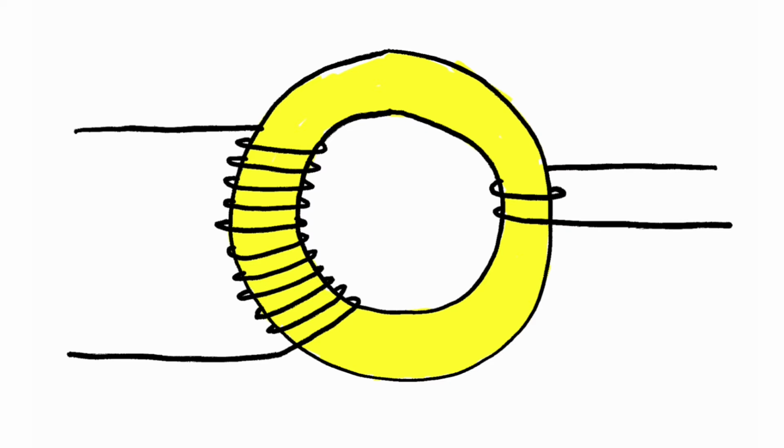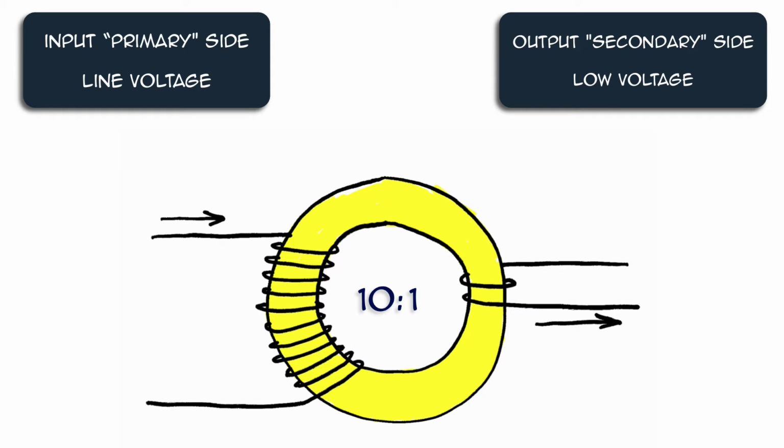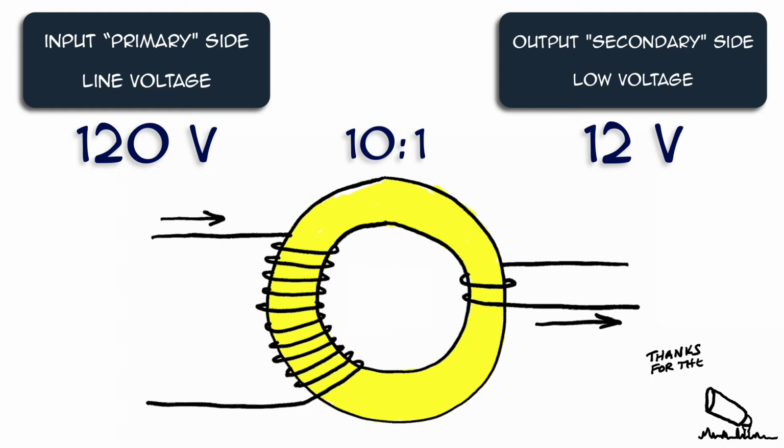The ratio of the number of loops on the input or primary side of the transformer to the number of loops on the output or secondary side of the transformer is the ratio that the voltage steps down. In North America, line voltage, the standard voltage used by wall outlets in a residential setting, is 120 volts. So, a landscape lighting transformer with 10 times as many wire loops on the input side than the output side will output 12 volts, the voltage at which most landscape light fixtures are designed to operate.